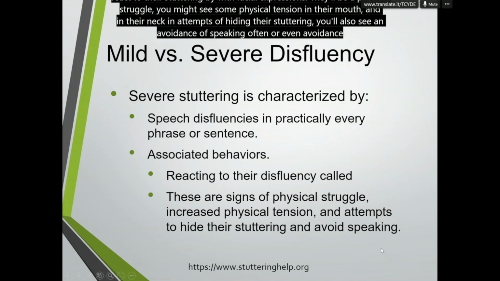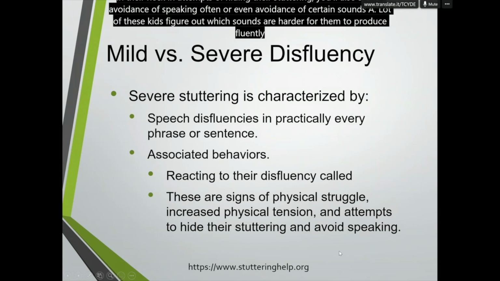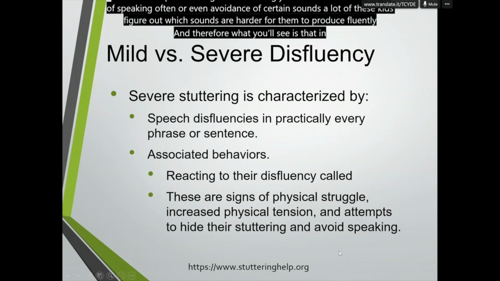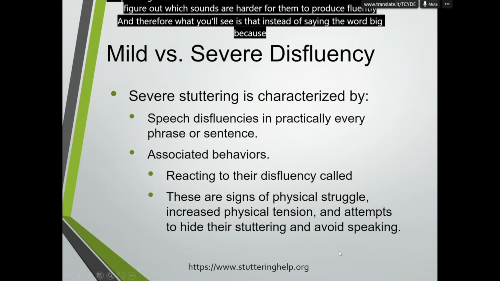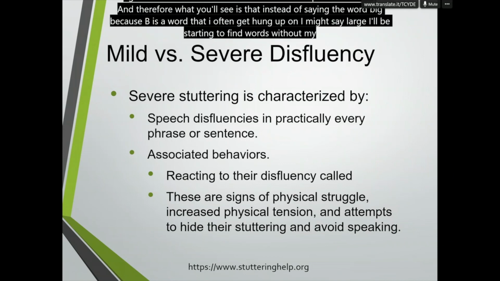A lot of these kids figure out which sounds are harder for them to produce fluently, and therefore what you'll see is that instead of saying the word big, because B is a sound that I often get hung up on, I might say large. I'll be starting to find words without my trigger sound.